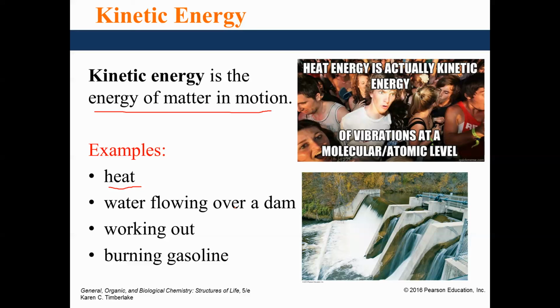You might be wondering, well, how does that work? Well, that is because heat is actually the motions of the molecules. So the random motions of molecules and atoms vibrating and tumbling around, that's heat. So it's just a very, very sort of microscopic version of kinetic energy.